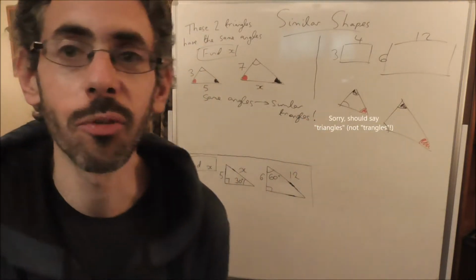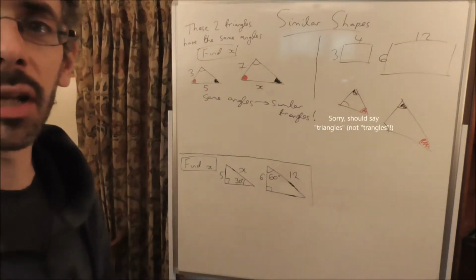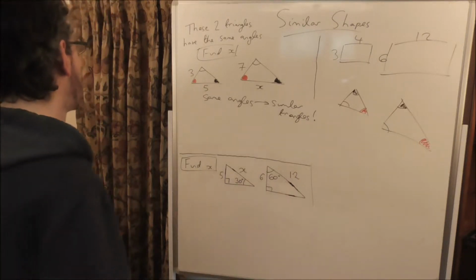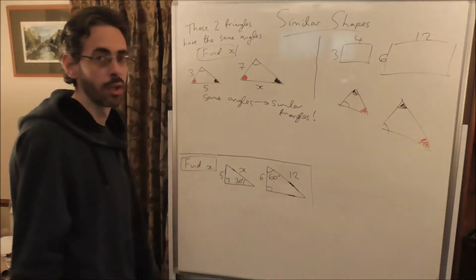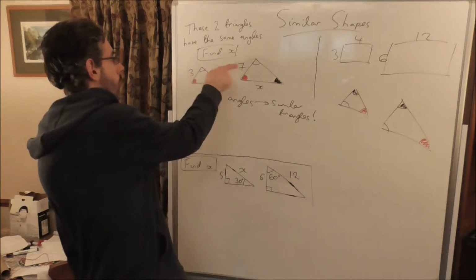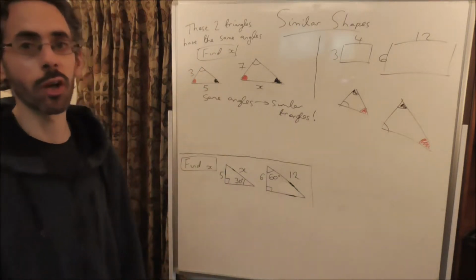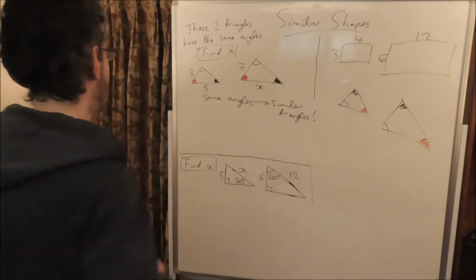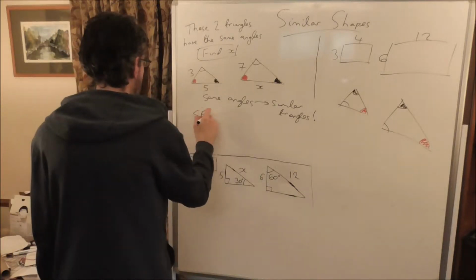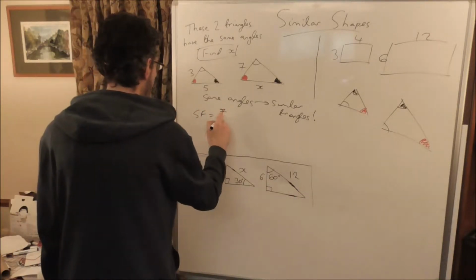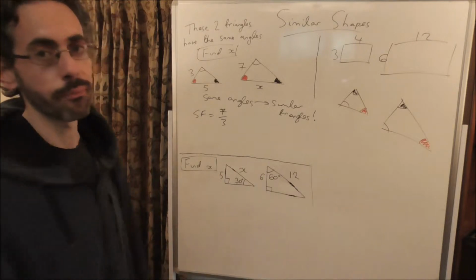So to find x, I guess we can just use the methods we used before. Again, I'll go through both methods for finding x. One method is just to find the scale factor that gets you from, say, 3 to 7. So the scale factor is just going to be 7 divided by 3, 7 over 3. You can leave it as a fraction or as a decimal.